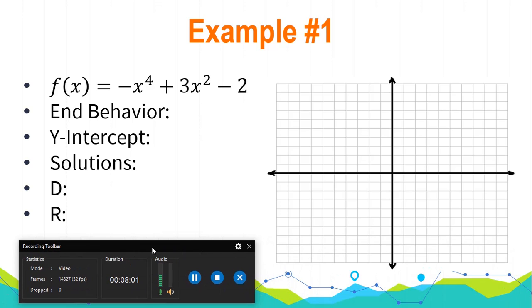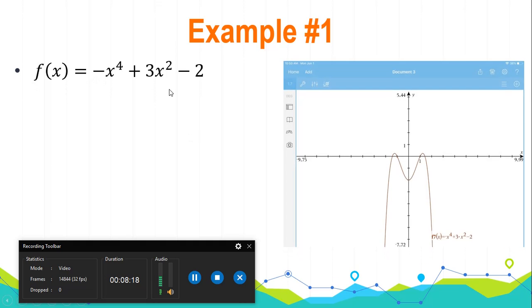All right, let's look at example number 1. We have an even polynomial function. We should have 4 solutions. The end behavior then is also going to be determined by this -1 in front of x to the 4th. So let's start by graphing it. If you'll take a minute and put it into your iPad, it should look like mine. This is kind of a melted M.